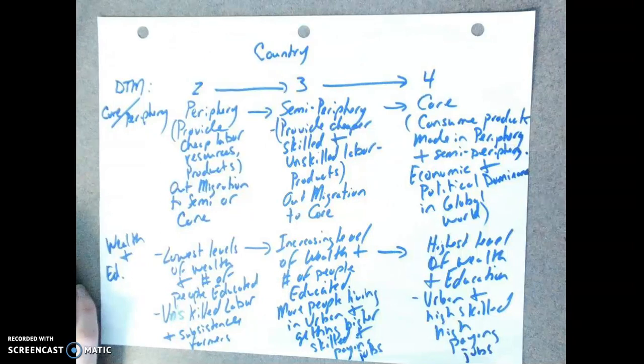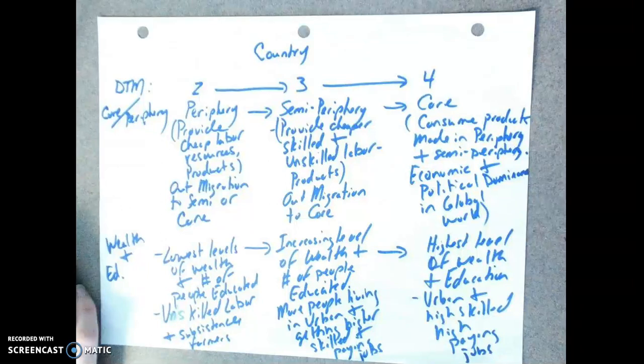These are the MDCs. In terms of wealth and education, the Stage 2 countries, they have the lowest levels of wealth and number of people educated. They have unskilled labor and typically subsistence farmers.